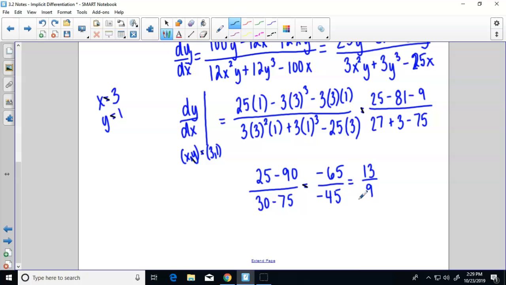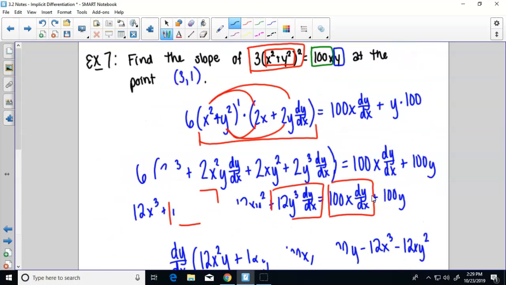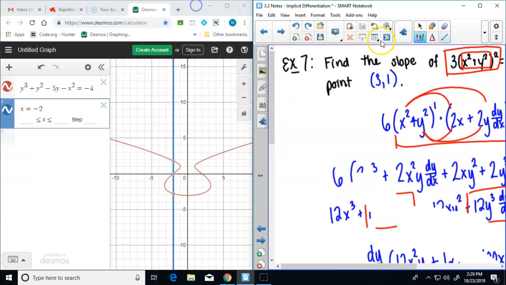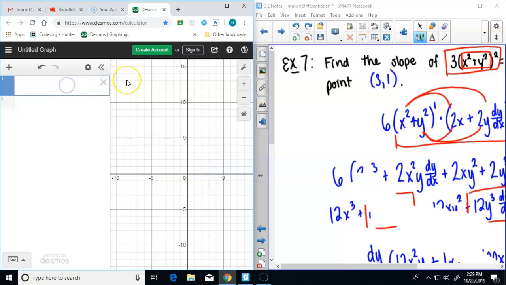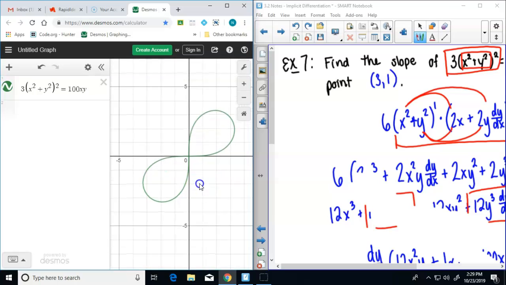So it takes a while to get there, but eventually we have gotten there. This is one of the more difficult problems that you will see. I just want to look at this real quick, see what it looks like. I haven't graphed it. So 3x to the second plus y to the second equals 100xy. So it gives you this really cool sideways infinity sign.